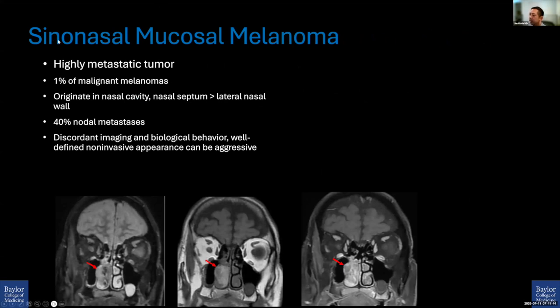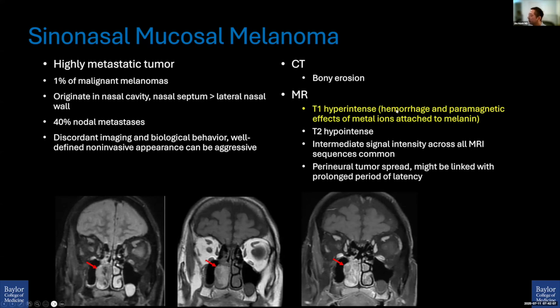And then lastly, sinonasal mucosal melanoma, highly metastatic. 1% of malignant melanomas originate in the nasal cavity and nasal septum, with 40% developing neural metastases. These can have discordant imaging and biological behavior, where they can look very well defined with a non-invasive appearance but actually be very aggressive. They can have bony erosion, T1 hyperintense hemorrhage, and paramagnetic effects of metal ions attached to melanin. So this is a characteristic thing to look for. T2 hypointense, intermediate signal across all MRI sequences, can have perineural spread, and that might be linked with a prolonged period of latency. So here's an example in the right nasal cavity, and on the T1, you can see that there is that T1 hyperintense melanin.